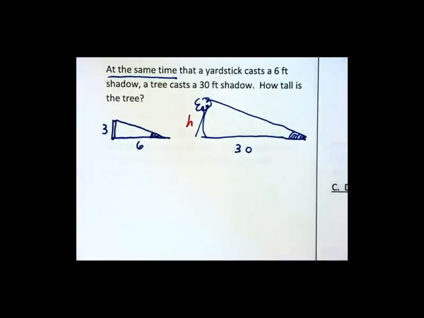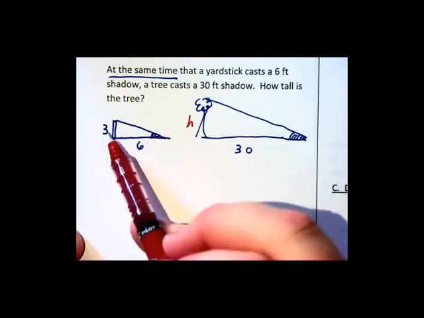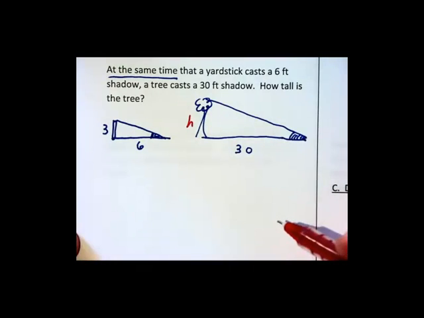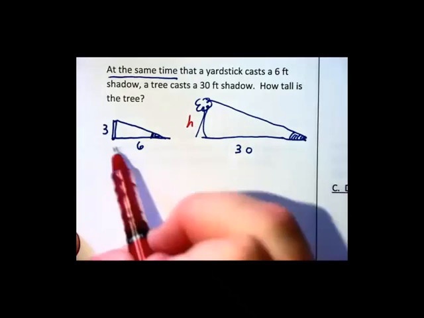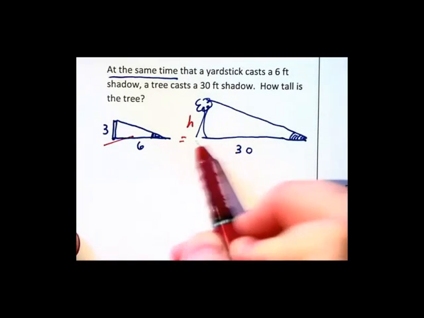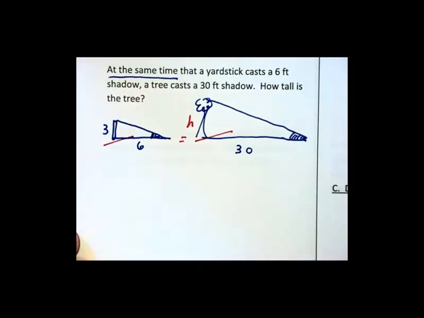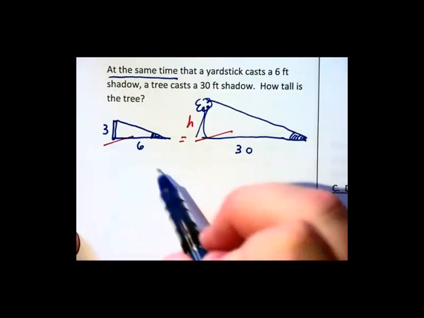Now in this problem you can just say, oh, look at the denominators, or look at the bases. The 30 is 5 times the 6, so I bet the height is 5 times the 3 and get 15 feet that way, and that would work. If the numbers didn't line up so nicely, however, I would create a proportion in much the same way that we did the last problem, lining up corresponding sides.